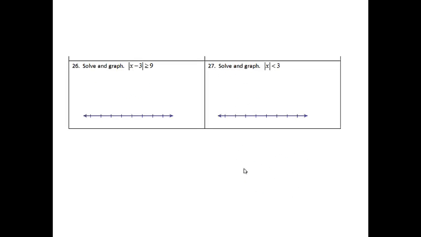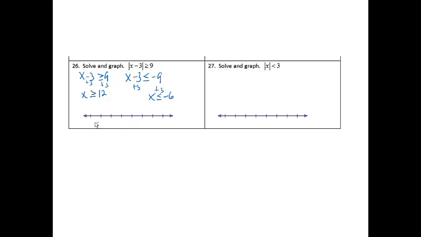Okay, problem 26. We've got some absolute value graphing going on here. When we do an absolute value, remember we're going to get x minus 3 is greater than or equal to 9. And then we've also got x minus 3 is less than or equal to negative 9. Notice I changed the sign, and I changed the sign on my number. From here, we're just going to solve both of these. On this one, I'll add 3 to both sides, so I'll get x is greater than or equal to 12. And then on this one, if I add 3, I'll get x is less than or equal to negative 6.